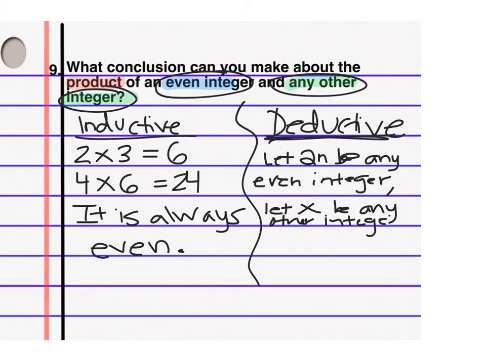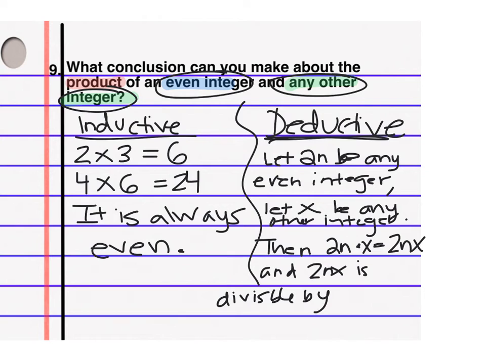So you're doing more of an algebraic proof. Okay, then 2n, that was my even integer, times x, what does that equal? That equals 2nx. And 2nx, since it has a 2 in it, is divisible by 2. So it is even.